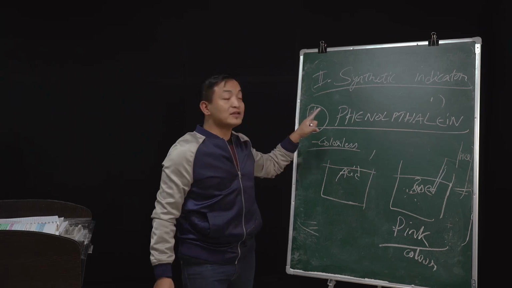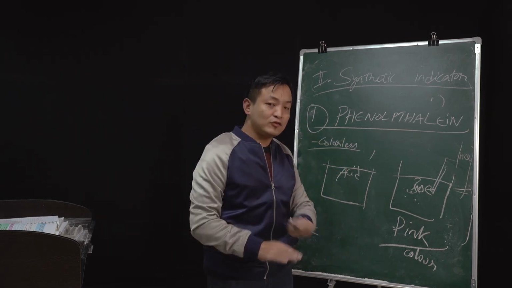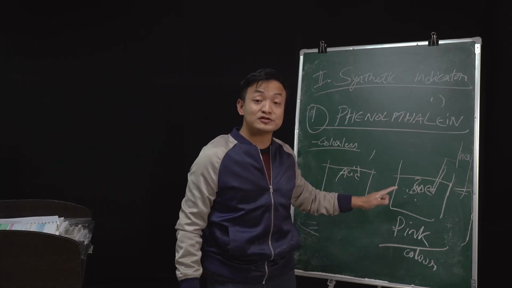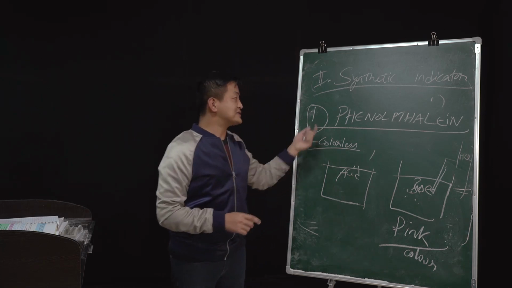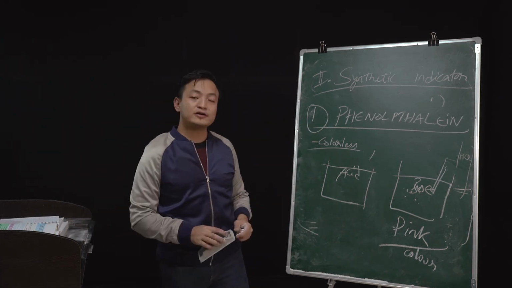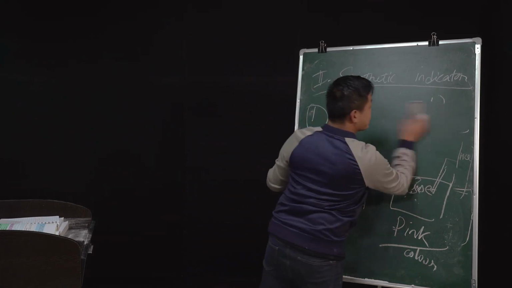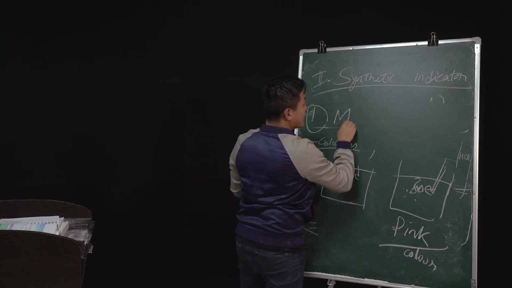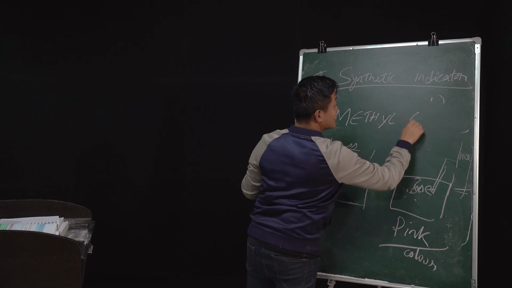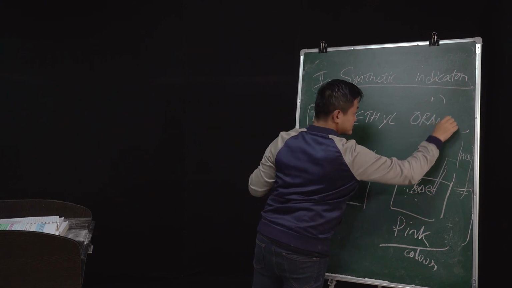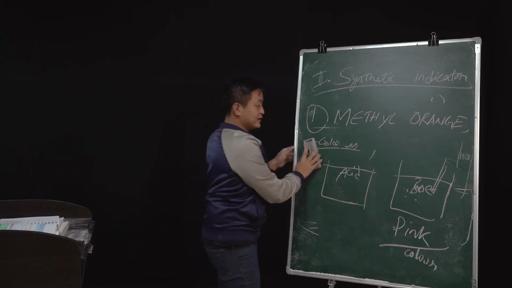So in phenolphthalein indicator, that is a man-made indicator, what we'll get to see is in acid, no change, colorless, but in a basic solution, we'll get to see a beautiful pink color. Clear? Now let's see another type of synthetic indicator, that is methyl orange. M-E-T-H-Y-L, methyl orange. So this is the second type of synthetic indicator.